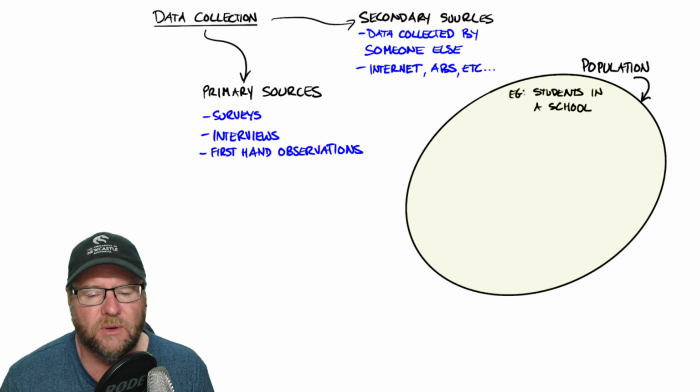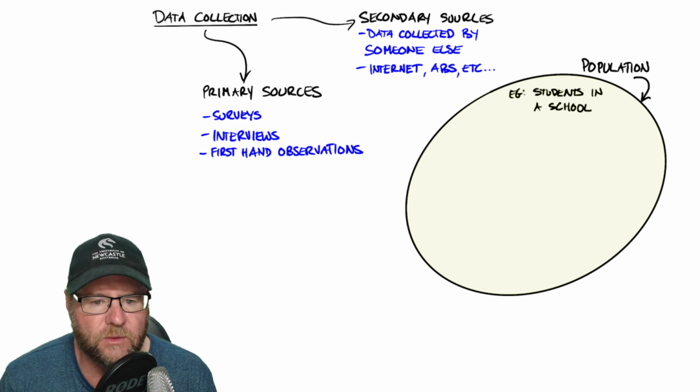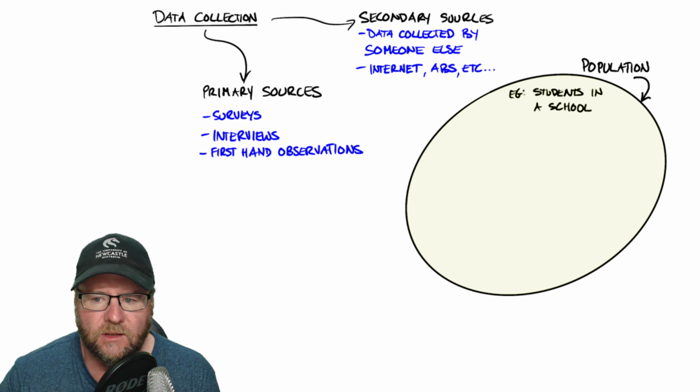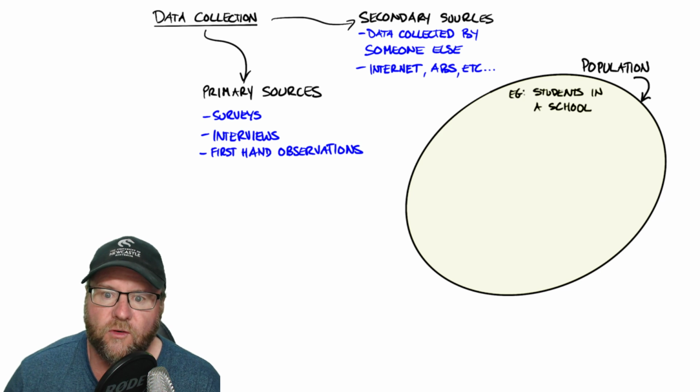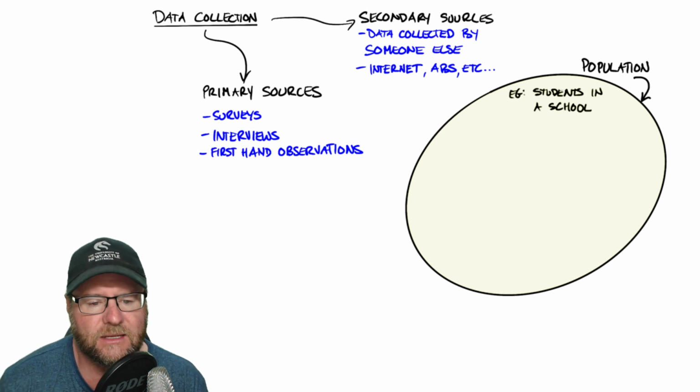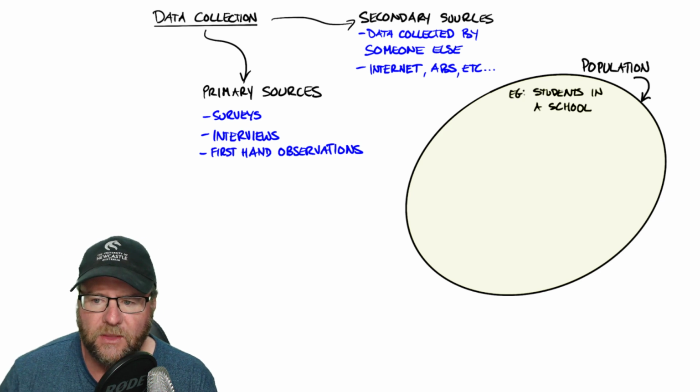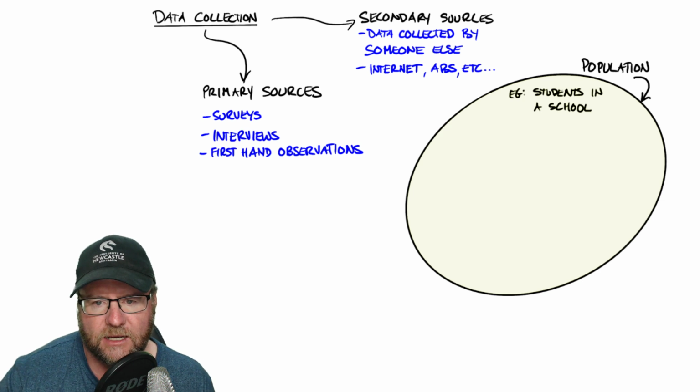Okay, and it doesn't have to be people. It could be animals. If we were studying the habitat or the health of frogs in a certain area, the population would be all the frogs in that area. So it's important you make that distinction. The population is everyone in the group that you're studying.